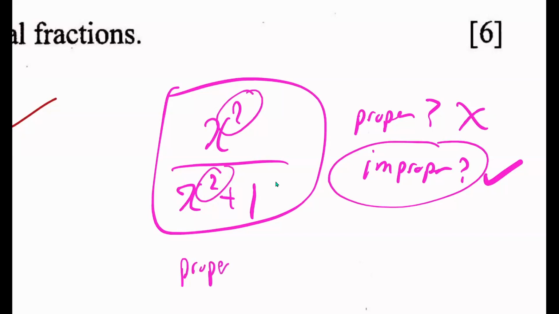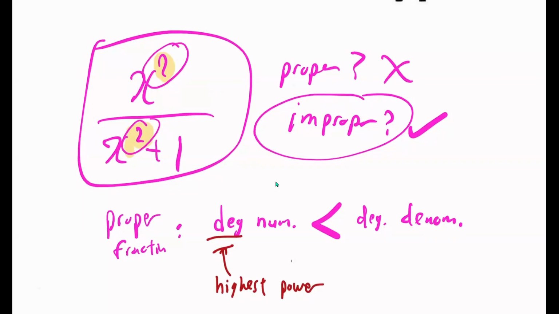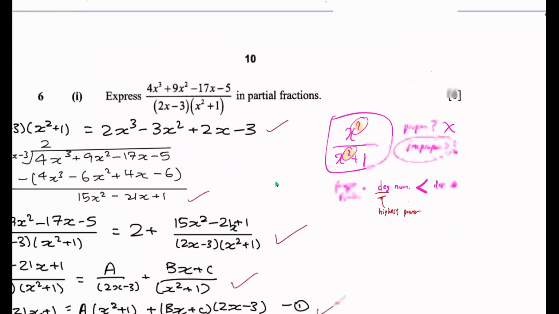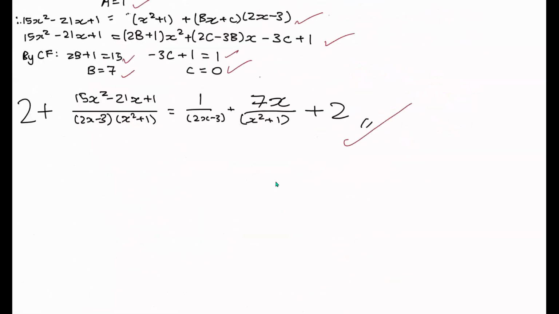Definition of proper fraction is degree of the numerator strictly less than degree of the denominator. Okay, strictly. Equal degree here is power 2. Highest power is the degree. Maybe I should write that down in case you forget. Degree means highest power. Even though it's equal, it still doesn't satisfy the definition of proper. So it falls into the other category, improper fraction. Improper fraction needs long division. Very good, you can remember. Okay, nothing to say, move on.